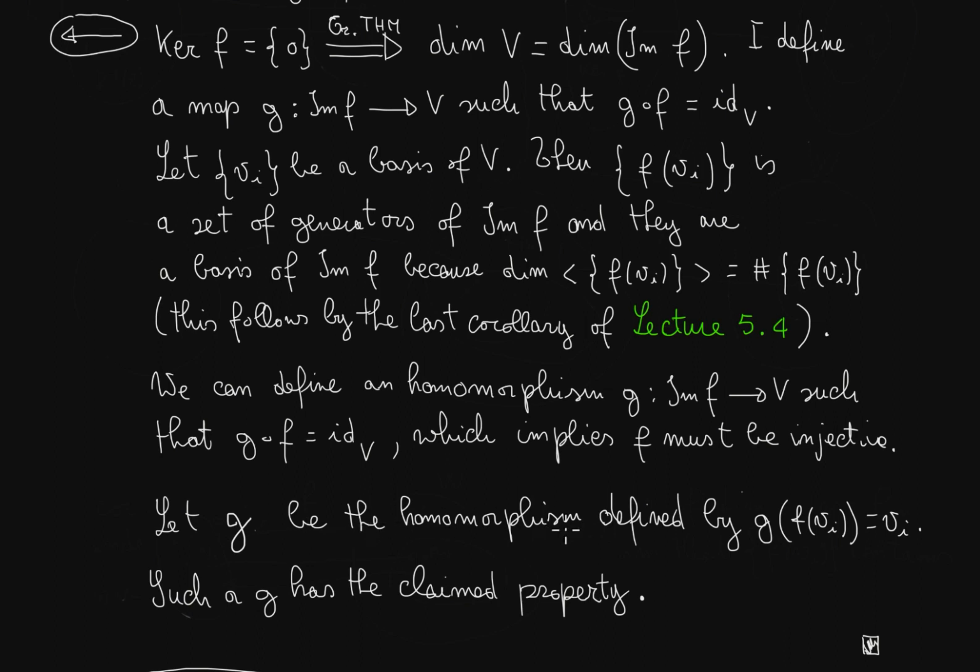Let G be the homomorphism defined by G of f of vi equal to vi. Such a G has the claimed property because G composed with f is still a homomorphism from V to V, and sends the image of vi to itself. Therefore, it is the identity on the whole vector space. And this shows that G is the inverse of f as we defined here.